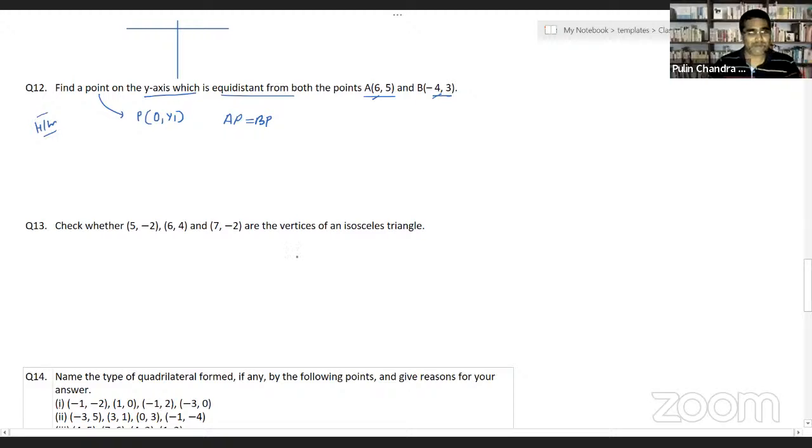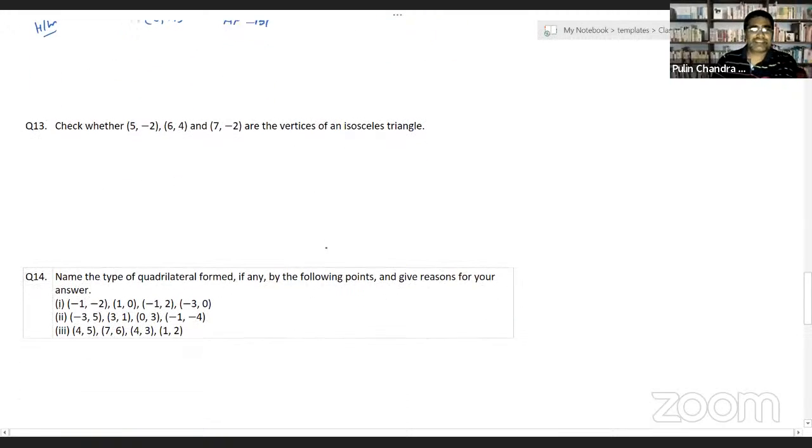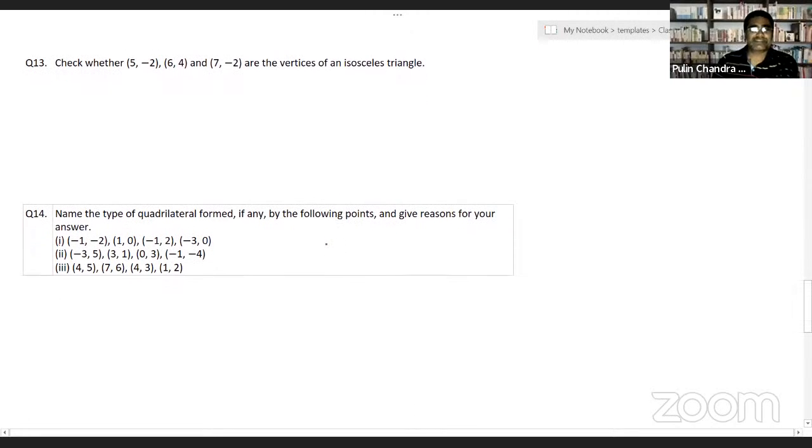बहुत बढ़िया. Next question, check whether these are the vertices of isosceles triangle or not. These are the vertices of isosceles triangle or not. Just please hold in for 1 minute.